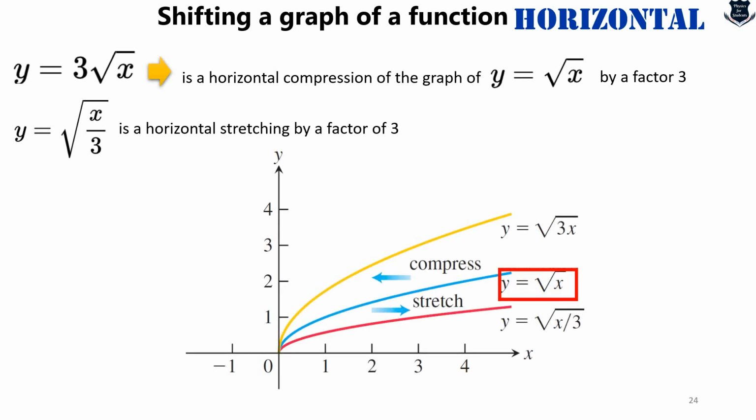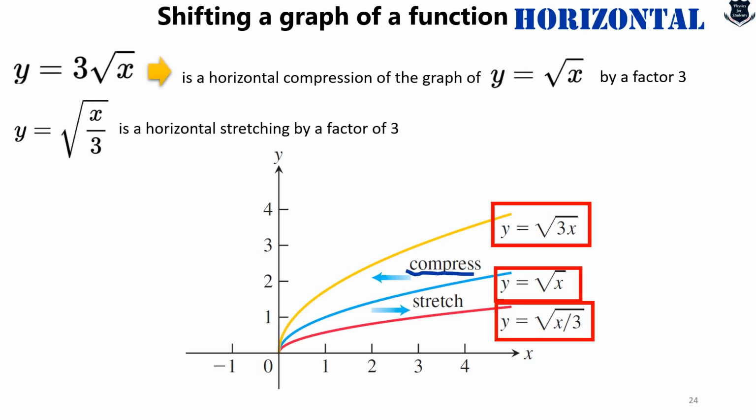Here again you can see the same thing: y equals square root of x is the original, and now y equals square root of 3x is the compression, and y equals square root of x upon 3 is the stretching. So this is basically the shifting of the graph of a function in the horizontal direction. The earlier one we have seen is the vertical.